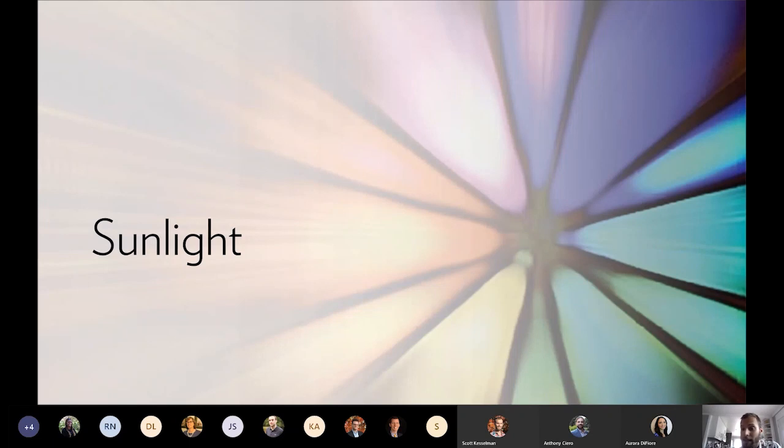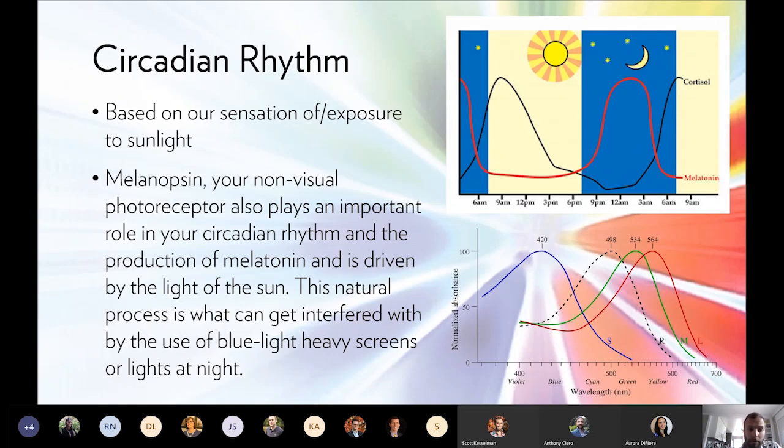I'll talk a little bit about sunlight because it's arguably the most common form of light that we think of, and not just visible light. It also carries non-visible light as well that's just really important to our health.